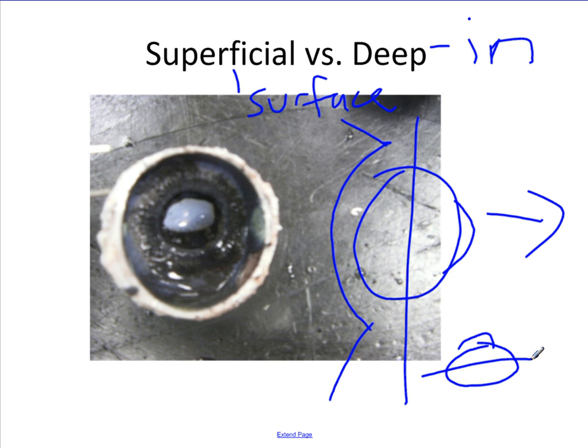Now, when we're looking at the eye, there are what are called the three tunics, or tissue layers. Tunics kind of mean wrappings or coverings of the eye. There's the fibrous tunic, the vascular tunic, and the neural tunic. Which layer is the connective tissue, which layer contains the blood vessels, and which layer is essentially the retina itself.